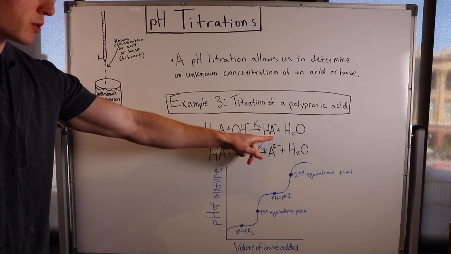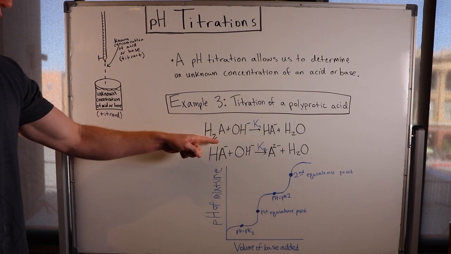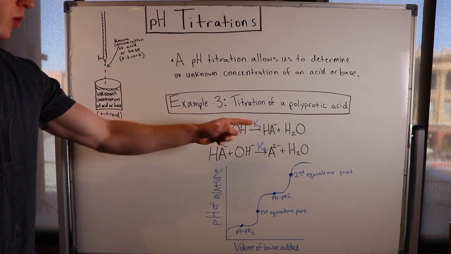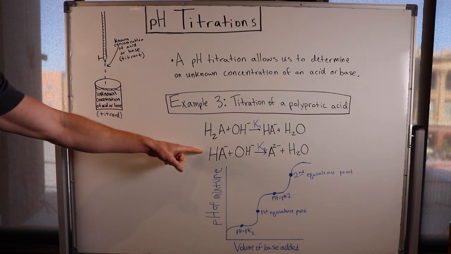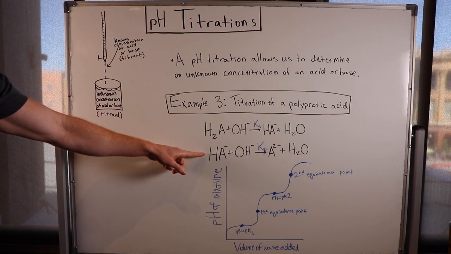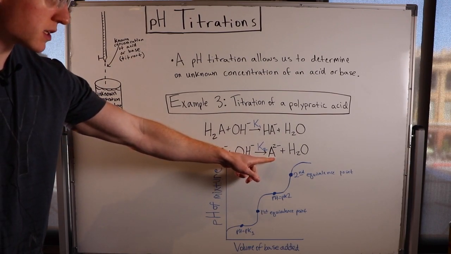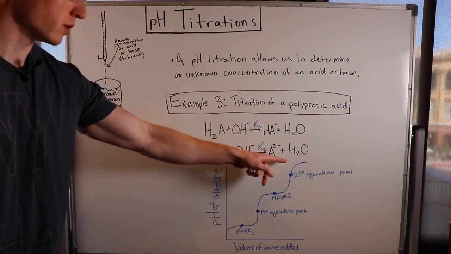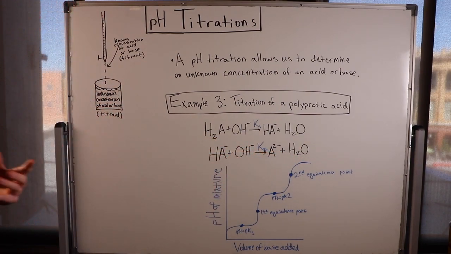Now it only has 1 proton left. And I'm going to say that the first reaction here is associated with an equilibrium constant K1. And then in the second proton donation, HA- is going to donate its second proton, becoming A2-, and it donated its second proton to this generic base, making another water molecule. And the K associated with this reaction, I'm going to say, is K2.